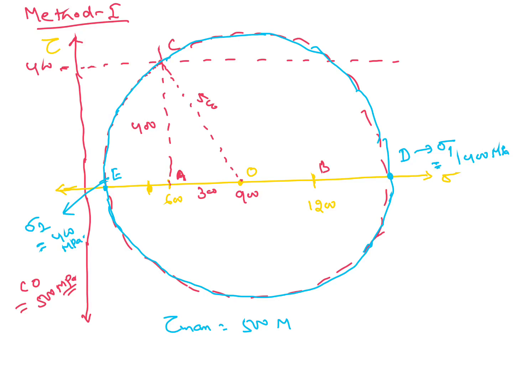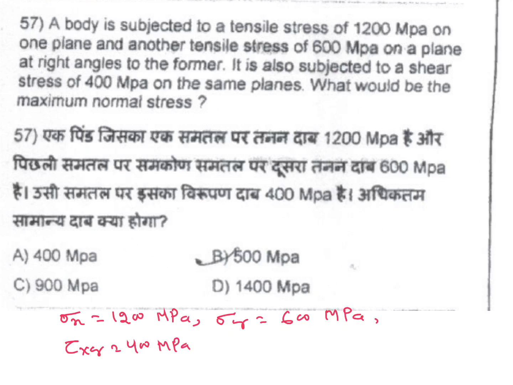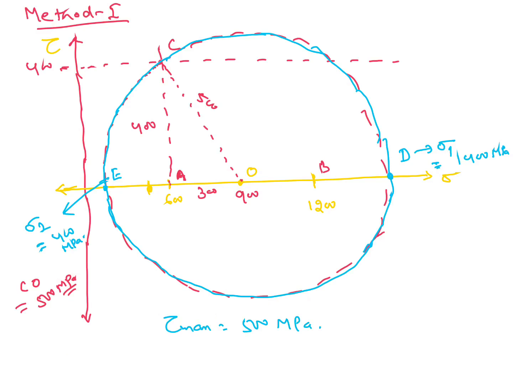So in this question they ask what would be the maximum normal stress sigma 1. So D is the answer, 1400 MPa. In second method, which answer you are getting, you just comment whether you are getting or not. If your answer is not matching, you go to the question number 55, that second method, you check same method, you apply here, you will get the same answer. 1400 answer you will get.